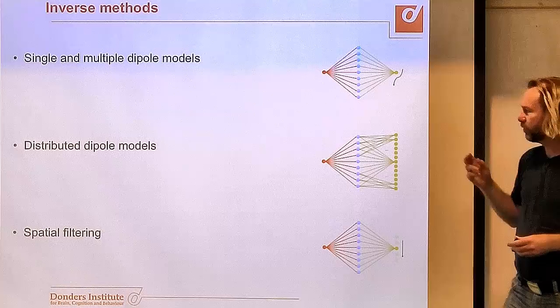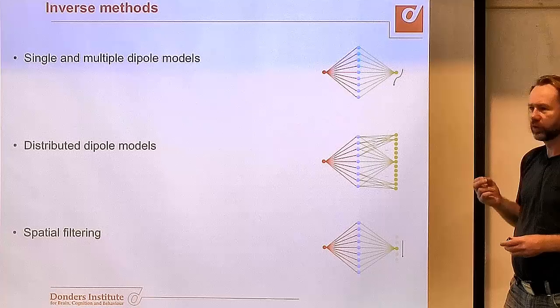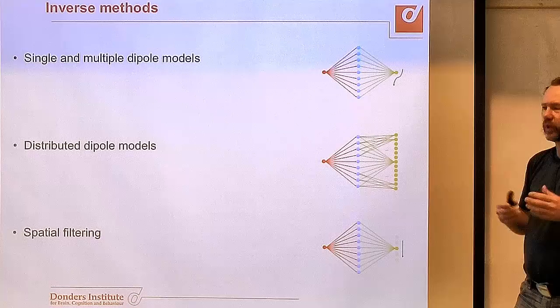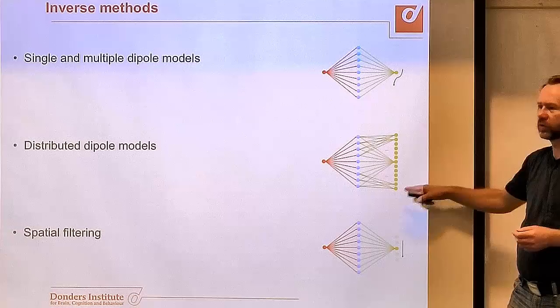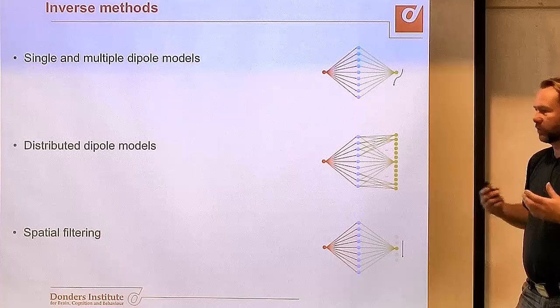Yesterday we shortly touched on distributed dipole models where we have a source that projects on the channels but where we assume we know where activity is coming from, it's coming from gray matter. So let's just put a whole bunch of dipoles in the gray matter. Let's estimate the strength of all the dipoles simultaneously. That's distributed source modeling. That's usually done using minimum norm estimates, and that's why it's often called MNE.